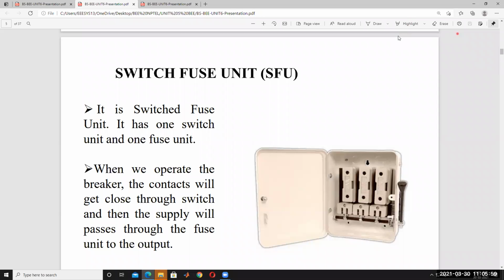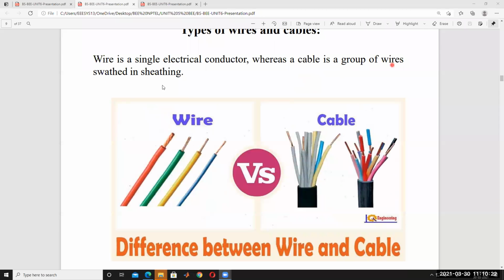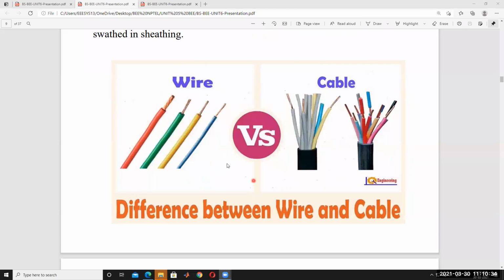So these are the types of wires and cables. A wire is a single electrical conductor, whereas a cable is a group of wires. A group of conductors is nothing but a cable, and a single electrical conductor is nothing but a wire. So this is called a simple wire: a single conductor is called a wire.